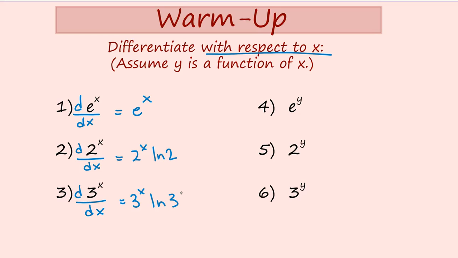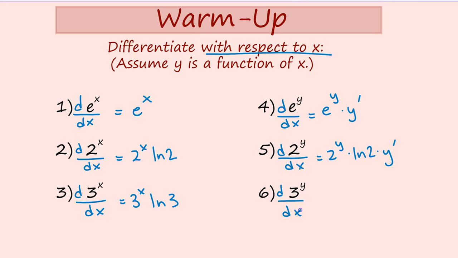Okay, so now let's do a little bit of implicit differentiation. So the derivative of e to the y with respect to x would be e to the y times y prime. The derivative of 2 to the y with respect to x would be 2 to the y times natural log of 2 times y prime. The derivative of the inside is y prime, and so on. The derivative of 3 to the y is 3 to the y times natural log of 3 times y prime.